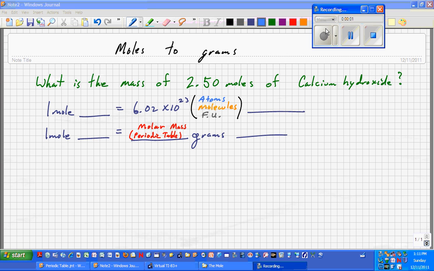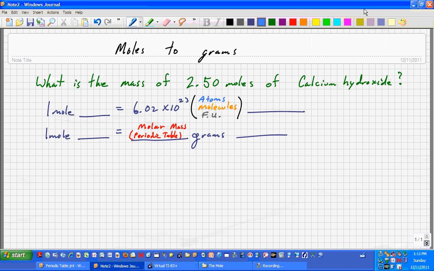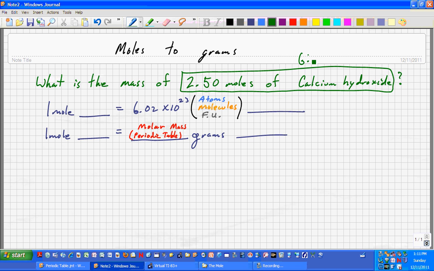This is an example of converting moles to grams. We've got a problem here. What is the mass of 2.5 moles of calcium hydroxide? Our given, in this case, is moles of calcium hydroxide. Unknown is mass.